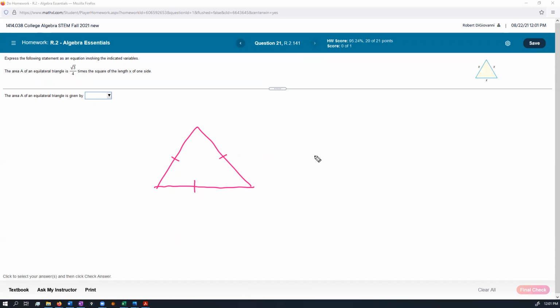So it says that the area of an equilateral triangle is the square root of 3 over 4 times the square of the length x of one side. So if this is x, that means that's x and that's x. The area is equal to the square root of 3 over 4 times the length of the side squared. That should be the formula for this. They're telling us that. We're not trying to figure that out. They're telling us what it is. To prove this is true requires a little more work, but we're just trying to make sure we can write the equation down so that it's multiplication, right, not addition. So there we go.